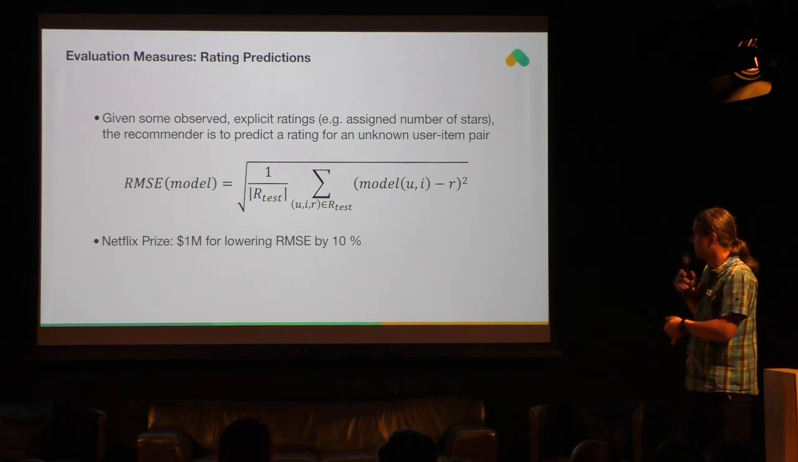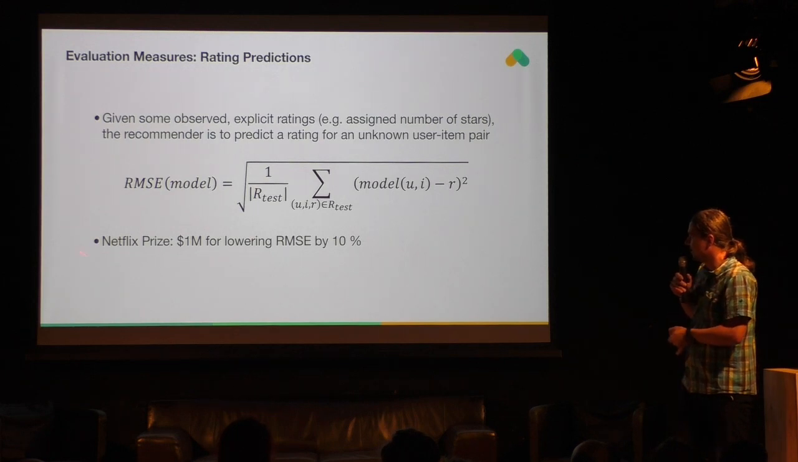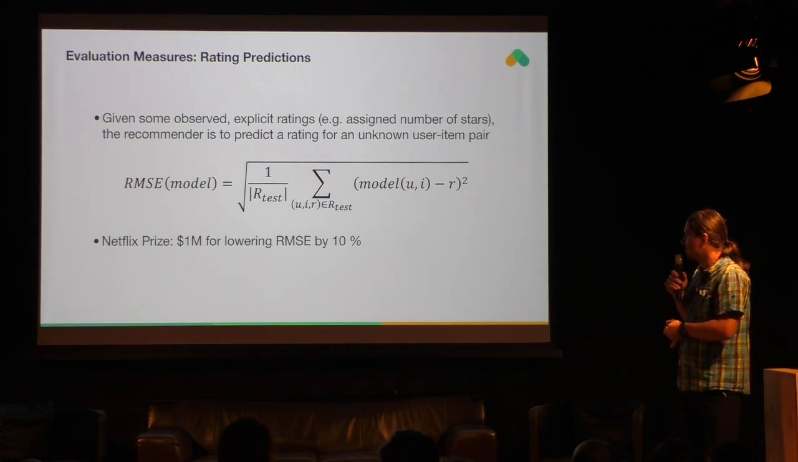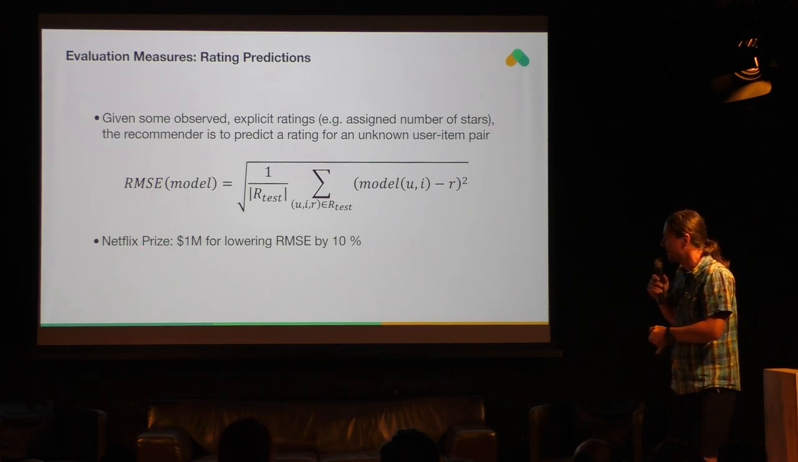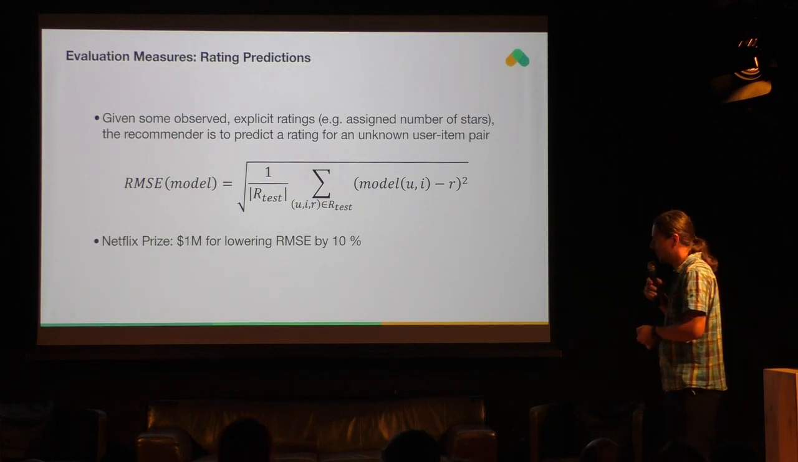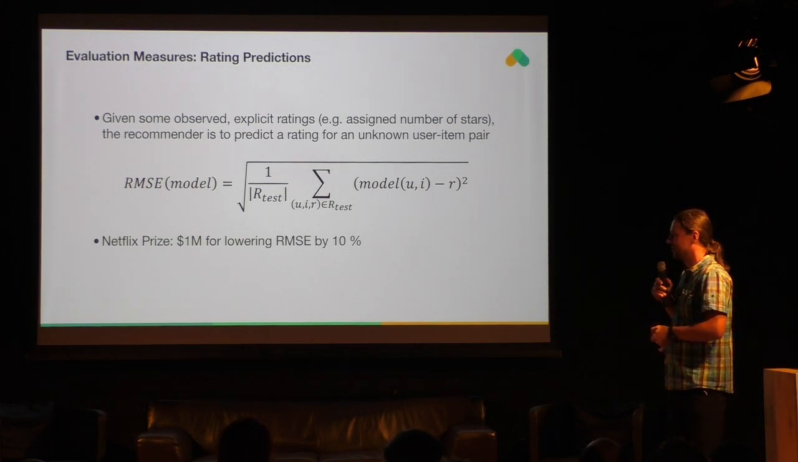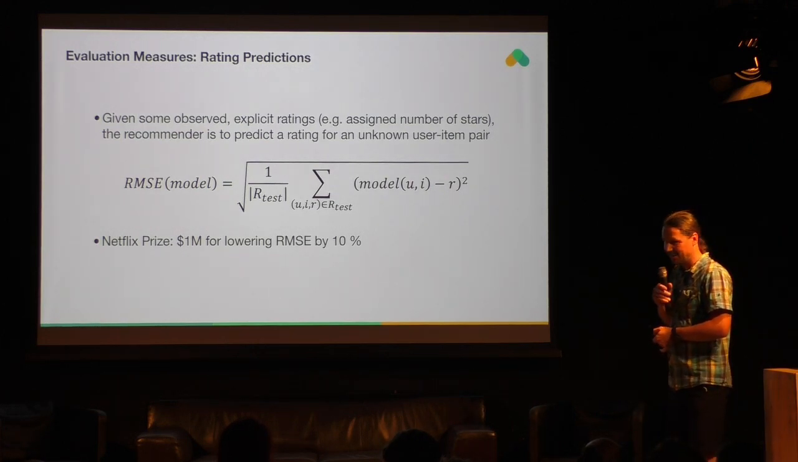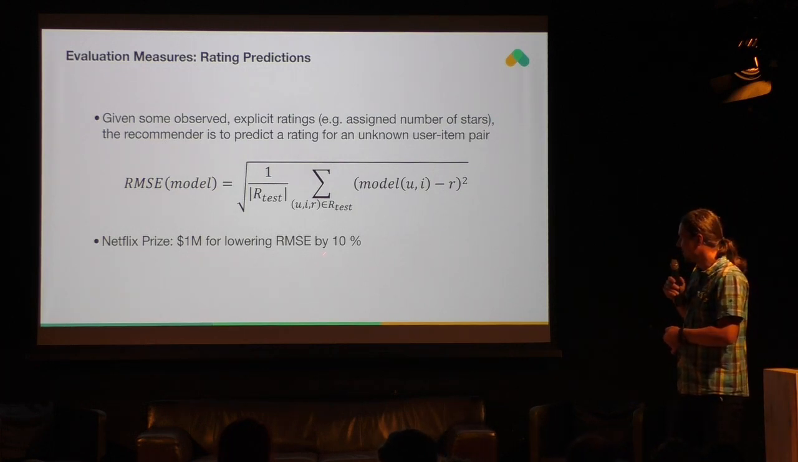Mostly people use RMSE, root mean square error, which is pretty simple. And also the Netflix Prize, if you know about it. It was very popular in 2016. I think at least 700,000 people participated. It was really a large challenge, and they managed to improve this RMSE by 10%.